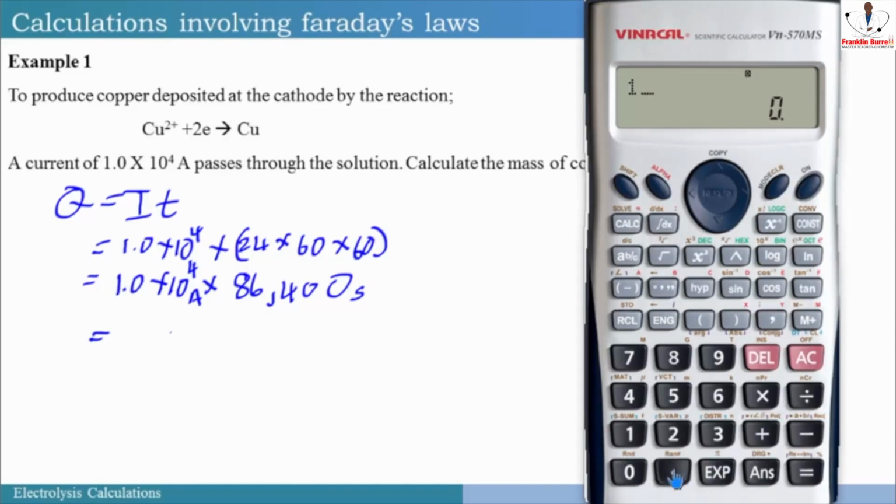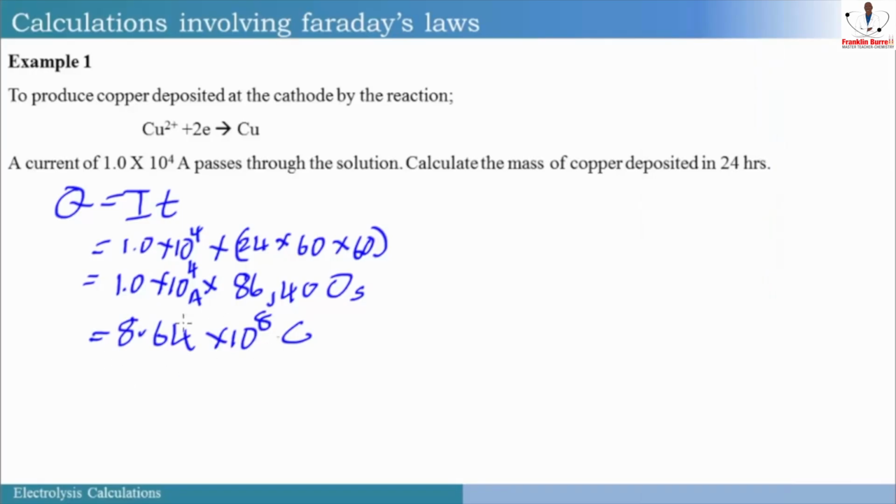So 1.0 exponential, which means times 10 raised to some power. In this case, it is 4, times 86,400 seconds. And that would give me 864 million. And this 864 million will be written in standard form. So that would be 8.64 times 10 to the 8th. And that is our charge or quantity of current that is required.